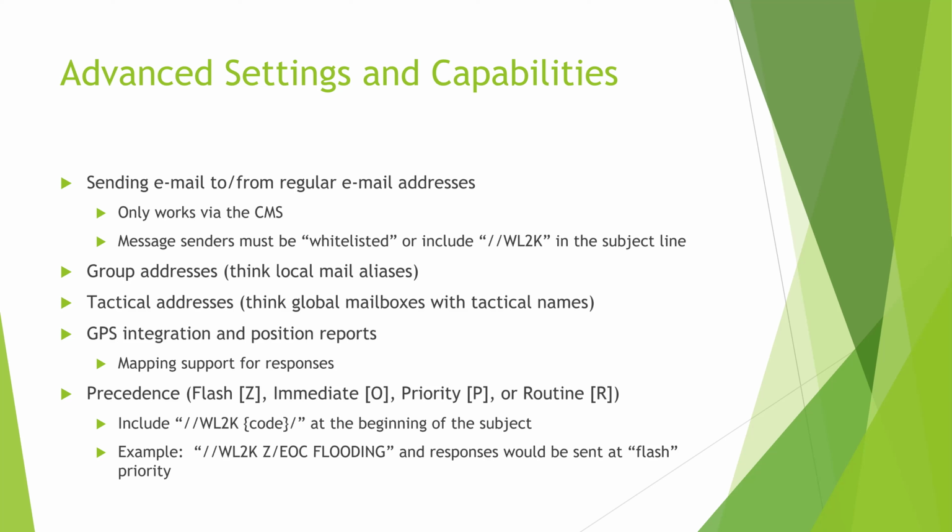There's also a concept of tactical addresses. So think about that as a separate actual mailbox on the Winlink servers with a tactical name. So I could set one up for Murray EOC, for example. And that would be a perfectly valid Winlink email address, murrayeoc@winlink.org. And messages sent to that, as long as they included //WL2K, would be delivered to that mailbox.